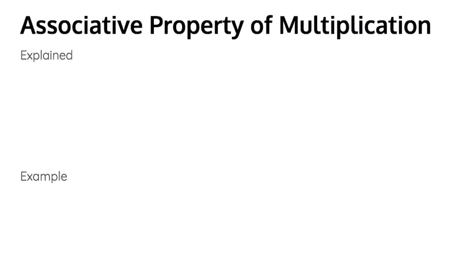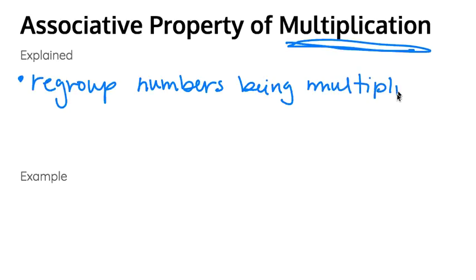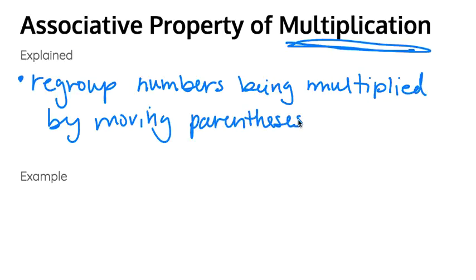This also holds true for multiplication. So with the associative property of multiplication, same rules, but we multiply instead of add. Regroup numbers being multiplied by moving parentheses. Right, so for our examples, our numerical example, remember we've got to have all multiplication.